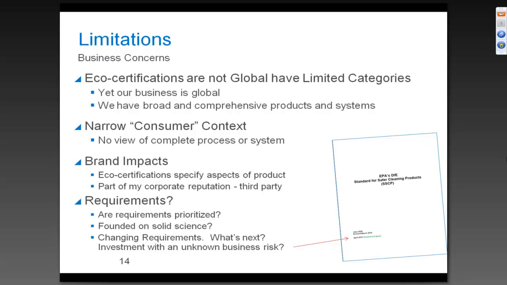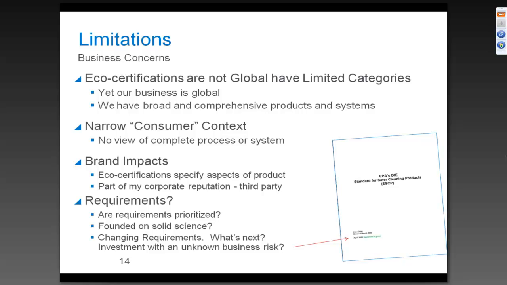And again, on the theme of narrow, most eco certifications have kind of a consumer product context. So they focus on a product in a package sitting on the shelf. So the eco certification doesn't take into account the complete view of the product or process or system. Like closed loop dispensing, which I'll talk about in a minute, is a key component that's used in the I&I industry versus consumer. There's also brand impact because eco certifications define broad aspects of products. And so you're putting a lot of trust in a third party organization as far as the corporate reputation.